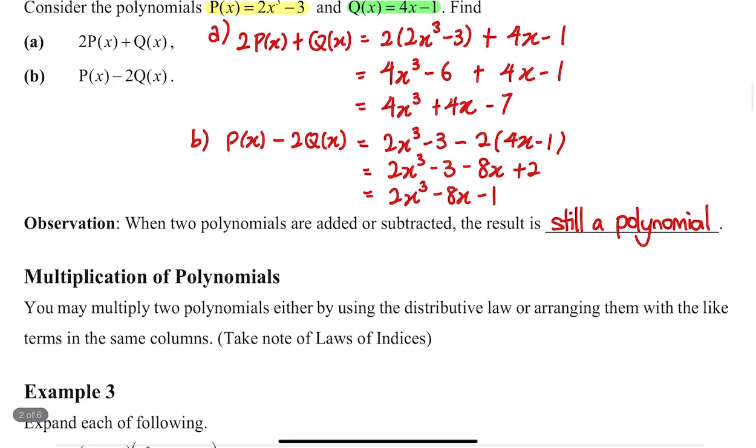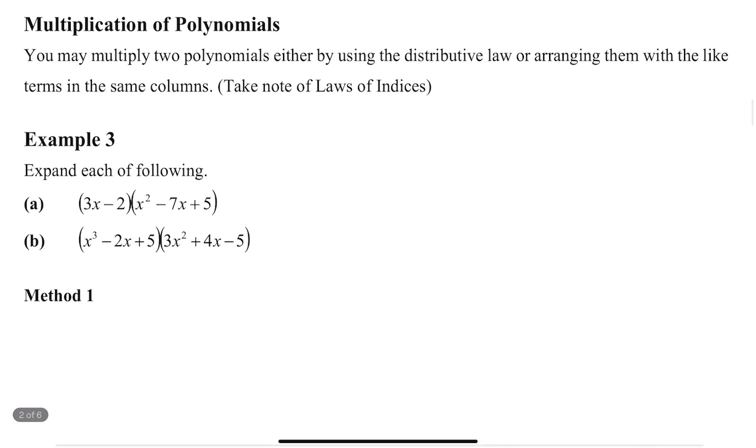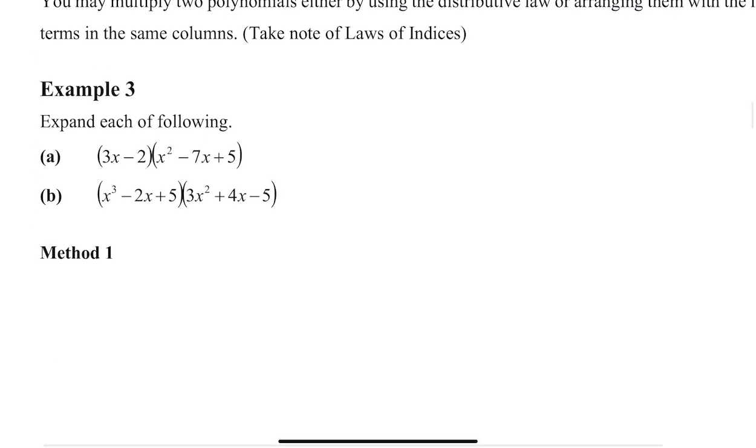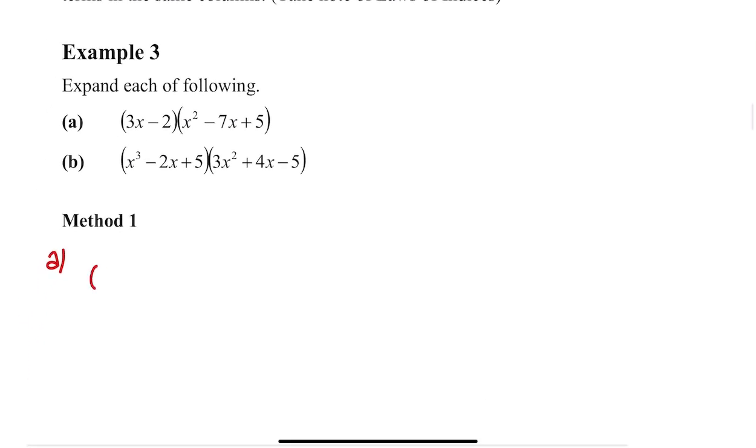Next one, let's look at example 3 now. Now I want to see how I multiply polynomials together. This is similar to what we have done in Sec 2 math. So over here, let's look at example 3a, I have 3x minus 2 times x squared minus 7x plus 5. We can apply the distributive law. Like what you have learned in Sec 2, this is equal to, I take the first term, 3x, and multiply it to each term one by one.